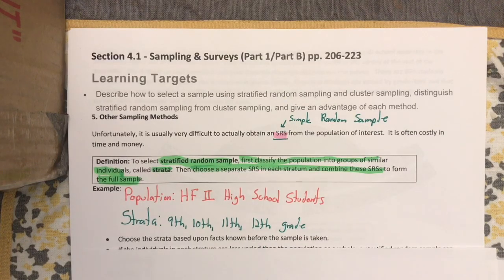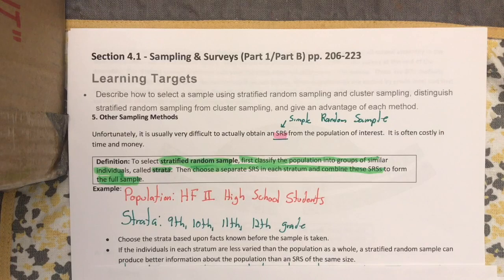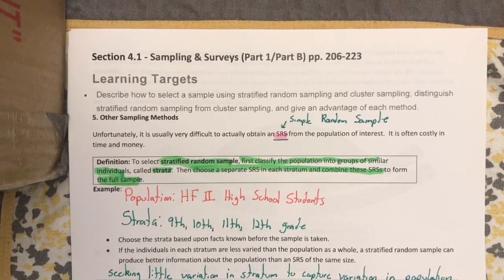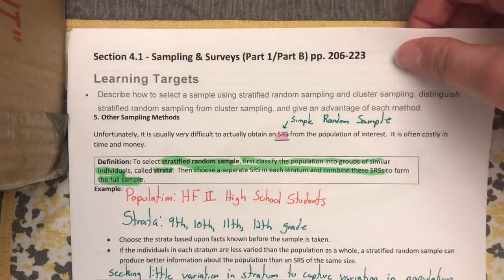We want to choose the strata based upon facts known before the sample was taken. If the individuals in each stratum are less varied than the population as a whole, a stratified random sample can produce better information about the population than a simple random sample of the same size. So when we're doing a stratified random sample, we're seeking little variation in the stratum. The reason we do this is to help us capture the variation in the population.